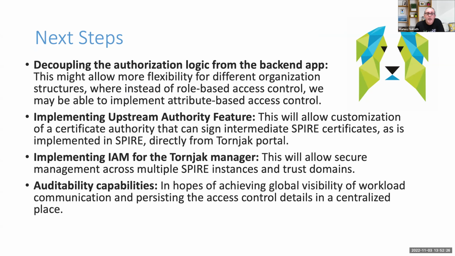Next steps. We want to focus on decoupling the authorization logic from the backend application, and implementing the upstream authority feature, which basically means bring your own certificate and configure SPIRE directly through the Tornjak portal. Implementing IAM for the Tornjak manager is not done yet, so we have to work on this. That would allow secure management across multiple SPIRE instances and different trust domains. We also want auditability capabilities to achieve global visibility of workload communication, and persisting the access control details from a centralized place.